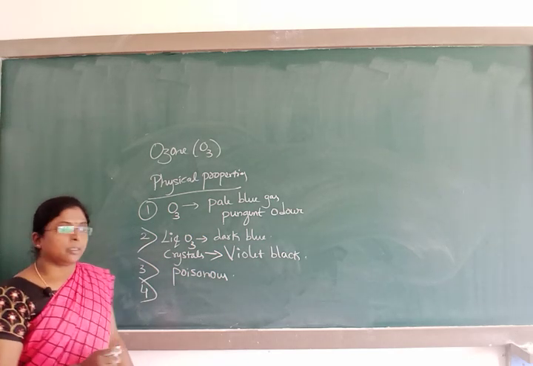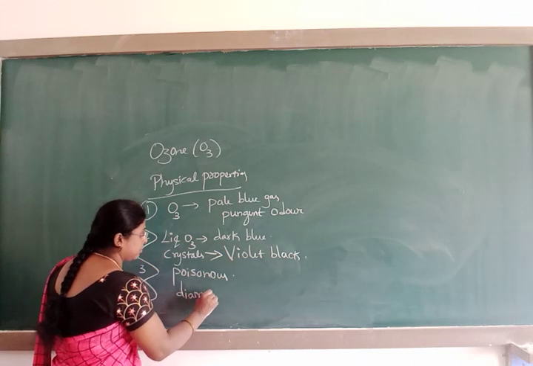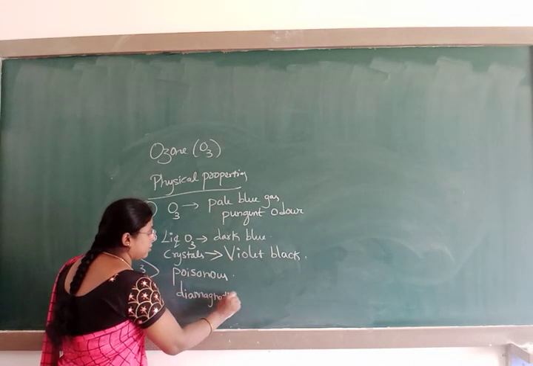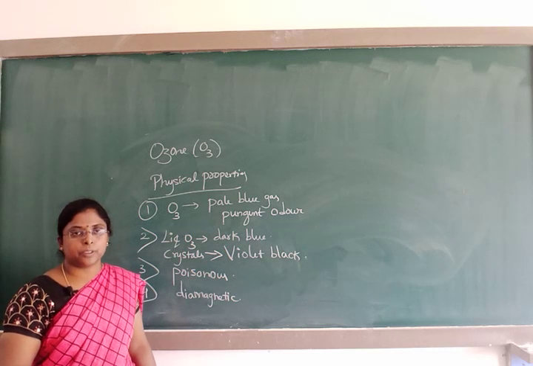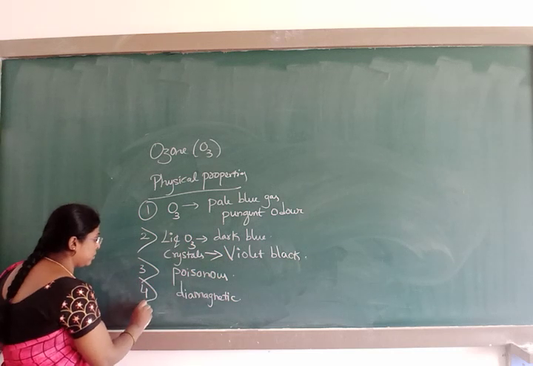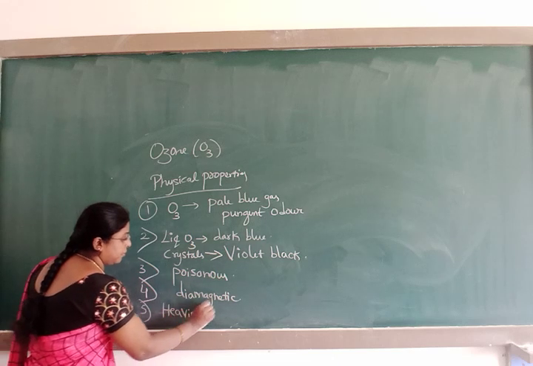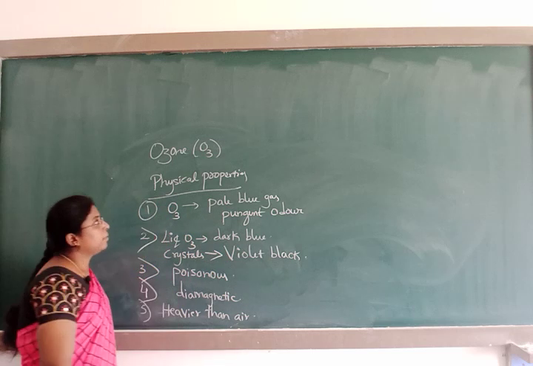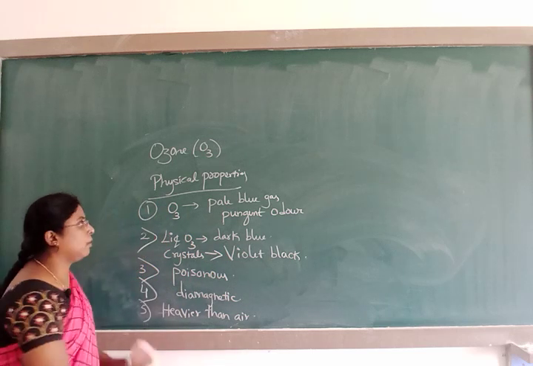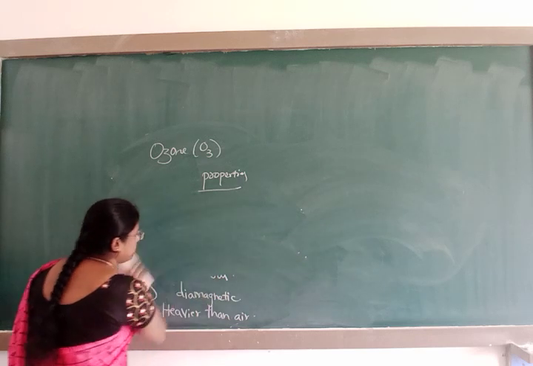Ozone is diamagnetic in nature. Oxygen is paramagnetic, but ozone is diamagnetic. And ozone is heavier than air. These are the physical properties. After physical properties, next come the chemical properties.